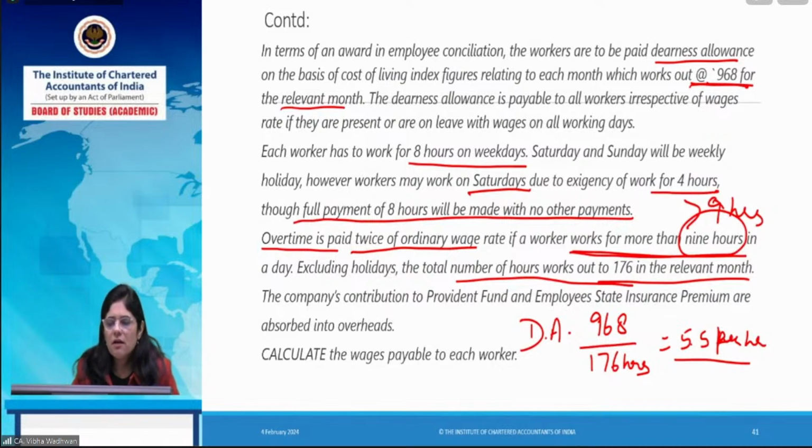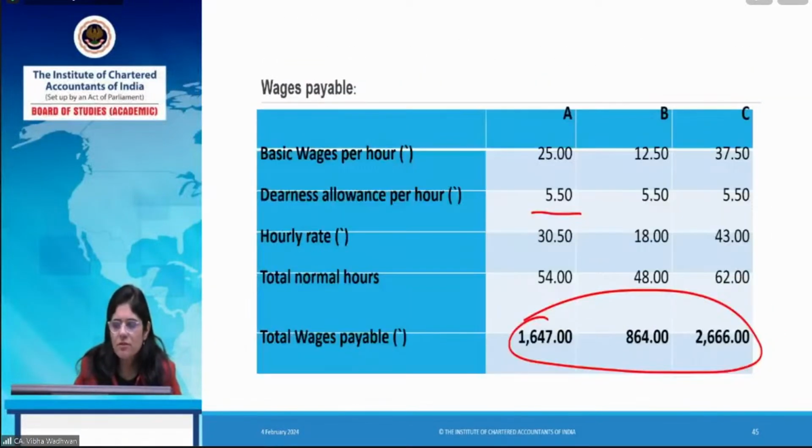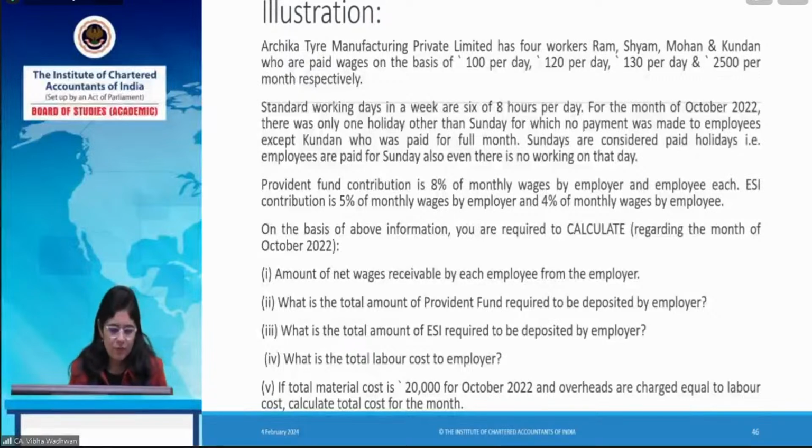And DA allowance also, we have calculated rate per hour. We have paid DA of 968 and effective hours were 196 in the month. So the DA rate is 5.5 per hour. All right. So I'm moving on from this question. I hope you have understood this question, those who had the query for this question.